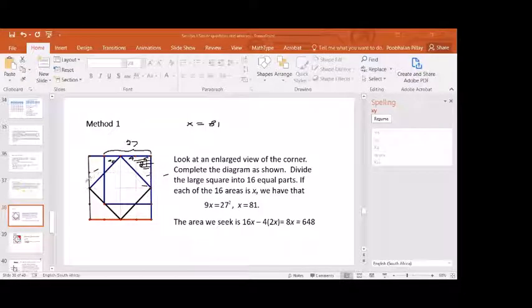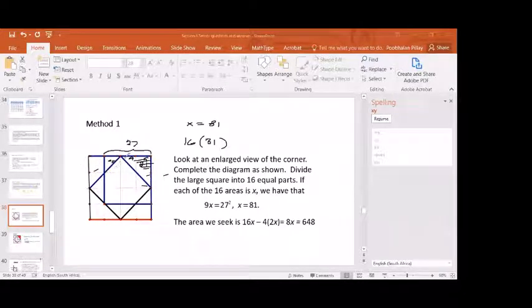Now, the problem is to find the area of this tilted square. You can find it because you find the area of the large square minus these 4 corners. You snip those corners off, you will get the area of the square under investigation, right? The area of the large square is 16x, because there are 16 small squares. So the area of the large square is 16 of the small squares, and each small square is 81.